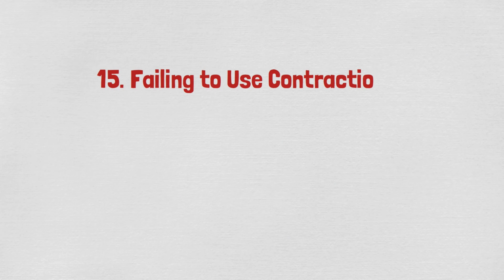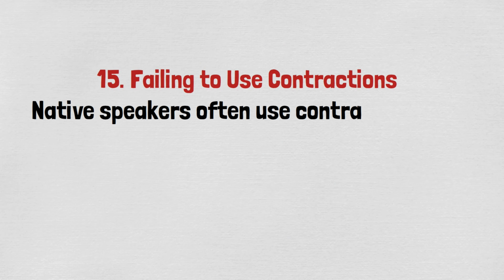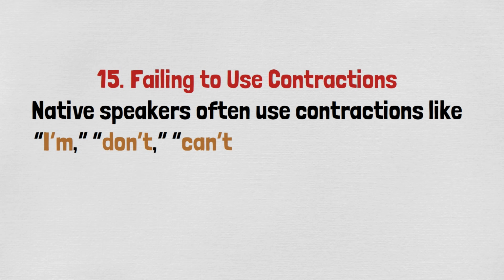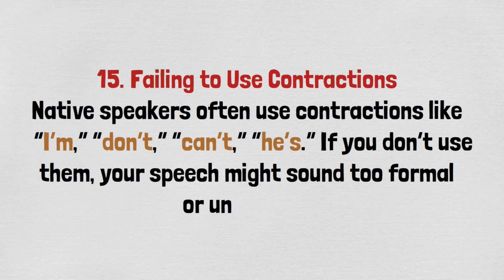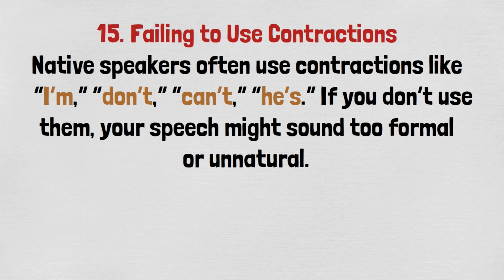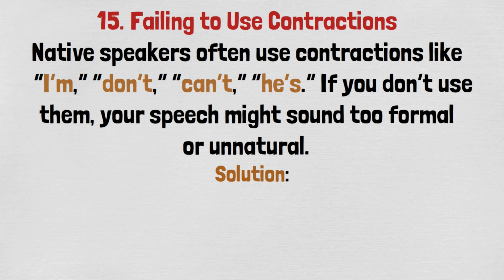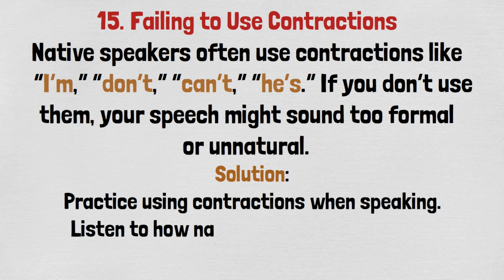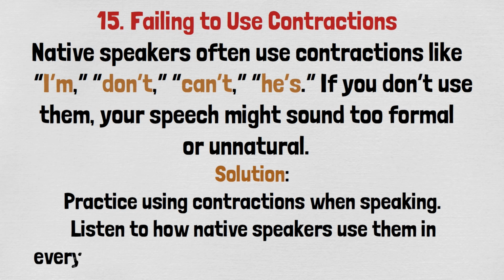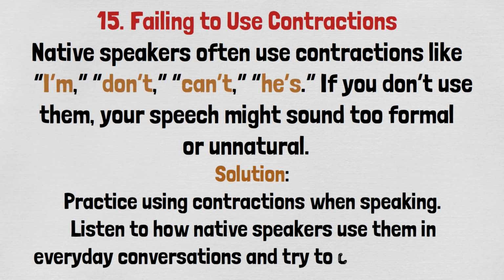15. Failing to use contractions. Native speakers often use contractions like I'm, don't, can't, he's. If you don't use them, your speech might sound too formal or unnatural. Solution: practice using contractions when speaking. Listen to how native speakers use them in everyday conversations and try to copy that style.